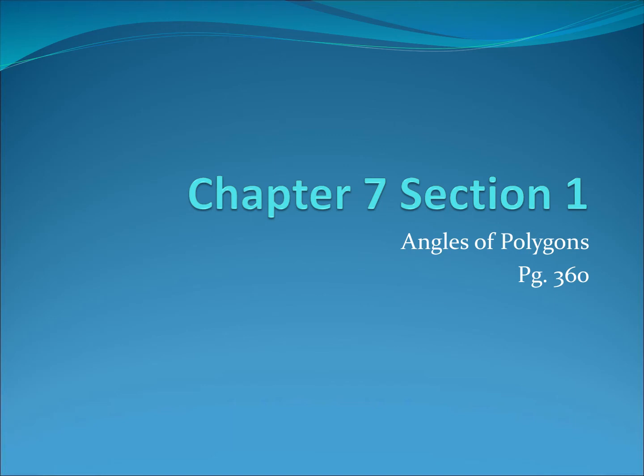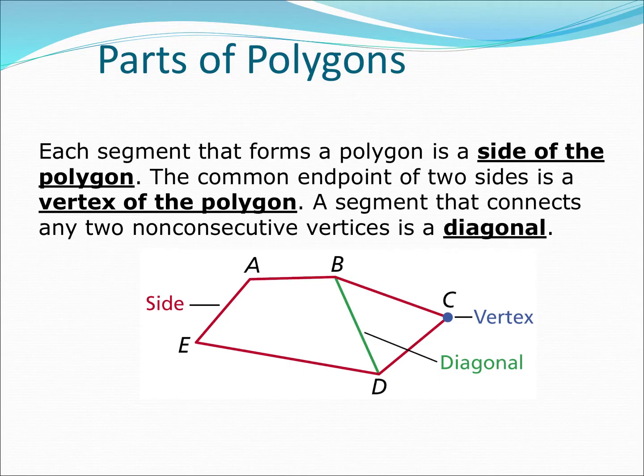So today we're going to start chapter 7. We're going to cover section 1, and section 1 is going to be covering angles of polygons. So the first thing we need to do is figure out what all the parts of a polygon are.